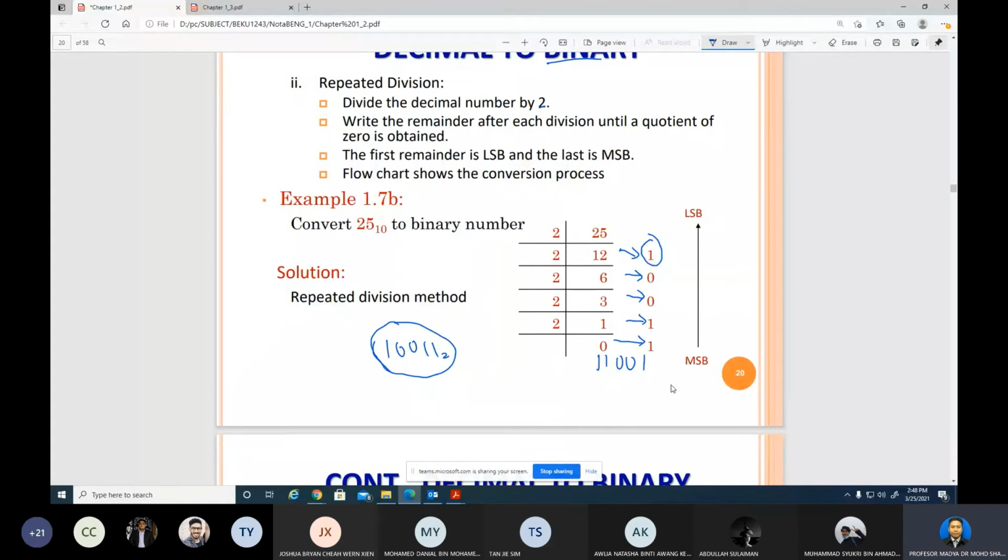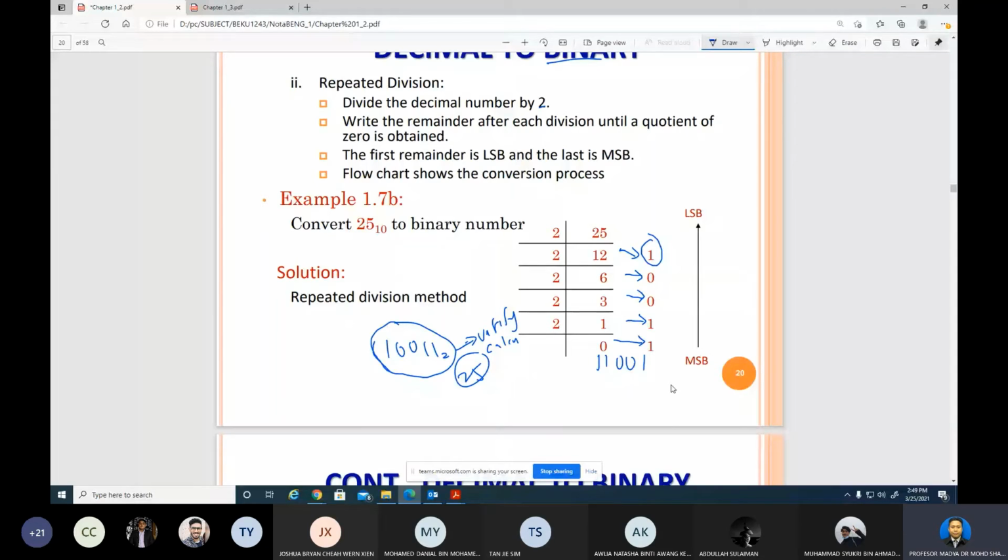So if you use this technique, divide by 2, or for example if you want to convert into octal or hexa, divide by 16 or divide by 8, make sure after you get the answer, verify using your calculator. Check, is it 25 or not? If not, maybe you can double check here.